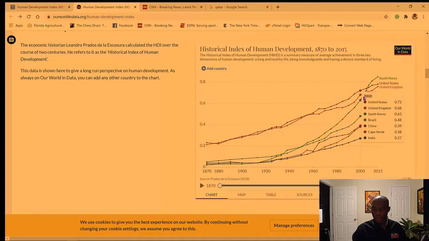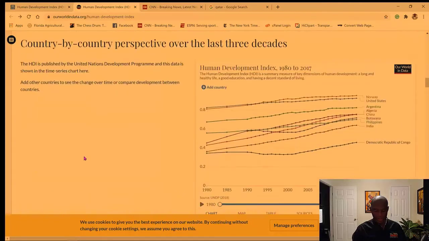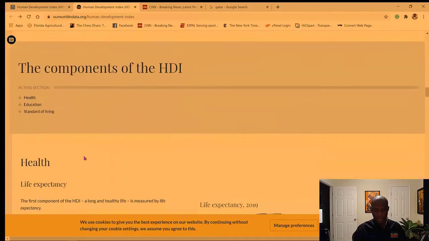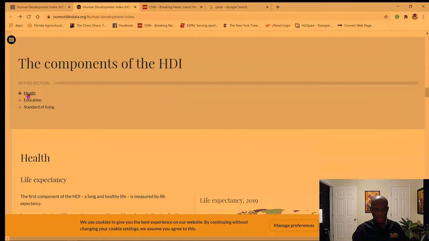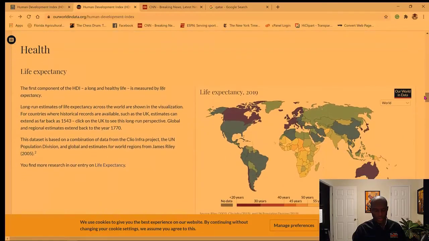Going forward, you actually see South Korea at the top, and you see the progress they have made. So you have a lot of valuable information here, and then you could actually click and it takes you down to these categories: life expectancy. And again, these are color coded.